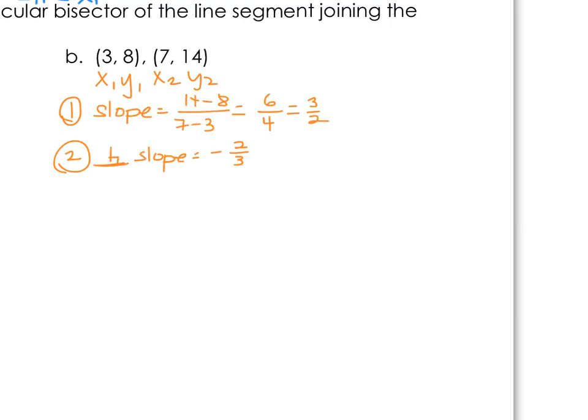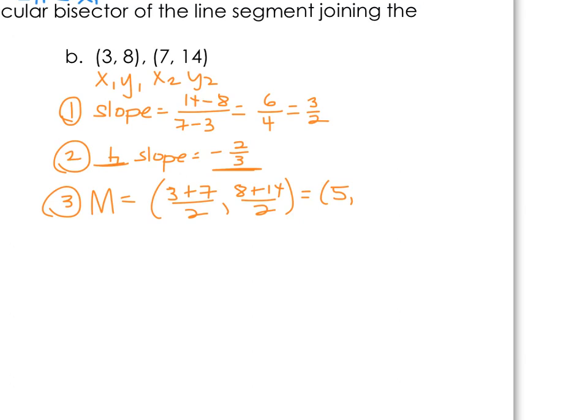Did you end up with negative 2/3 for your perpendicular slope? I did 14 minus 8, or y2 minus y1, over 7 minus 3, and simplified the fraction. From here, let's go on to midpoint, step 3. That's our capital M. x1 plus x2 all over 2, and y1 plus y2 all over 2. 3 plus 7 is 10, and 10 divided by 2 is 5. 8 plus 14 is 22, divided by 2 is 11, and there's our midpoint. That's simple. Step 4 is where we write our equation.